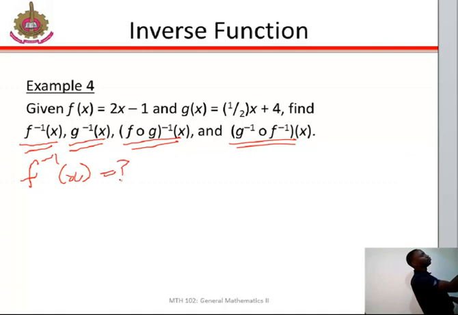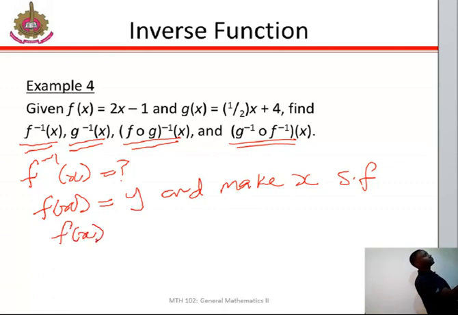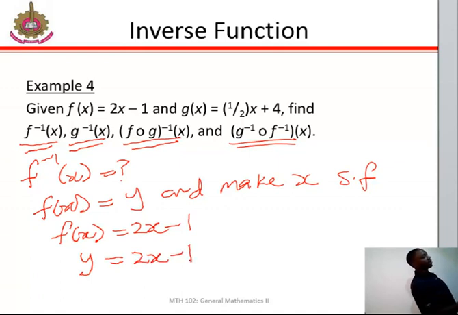What you just need to do is, wherever you see f of x, represent it with y and make x the subject of the formula after you have represented it with y. Now let's solve for f of x. Given that f of x equals 2x minus 1, recall that I said you should represent it with y. So you are going to have y equals 2x minus 1. Then you make x the subject of the formula.